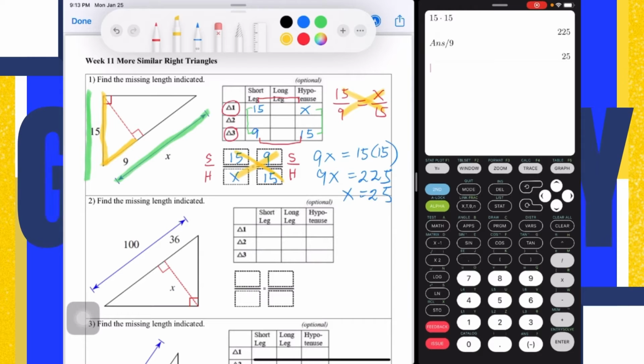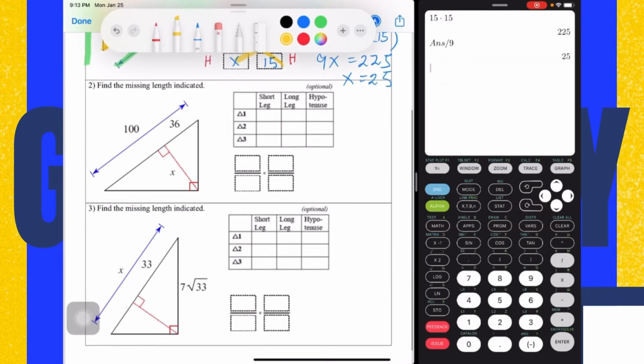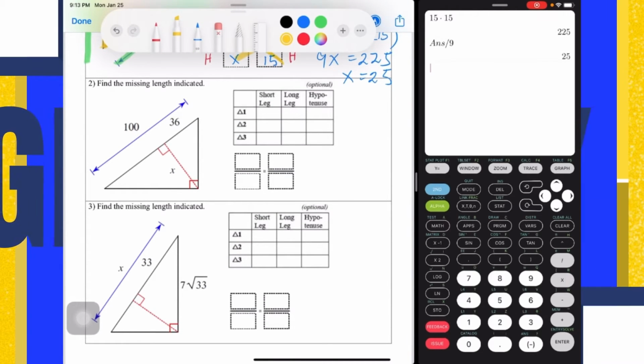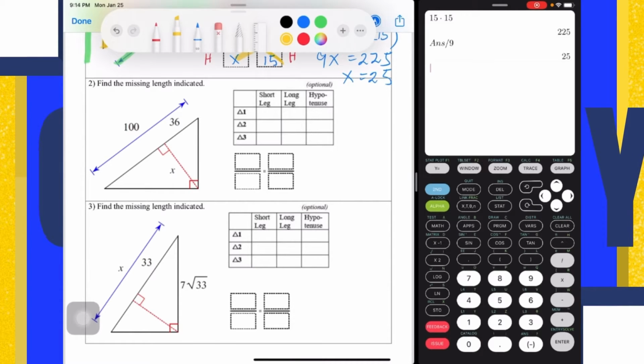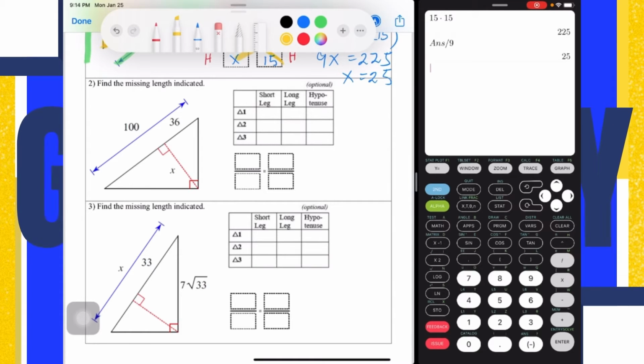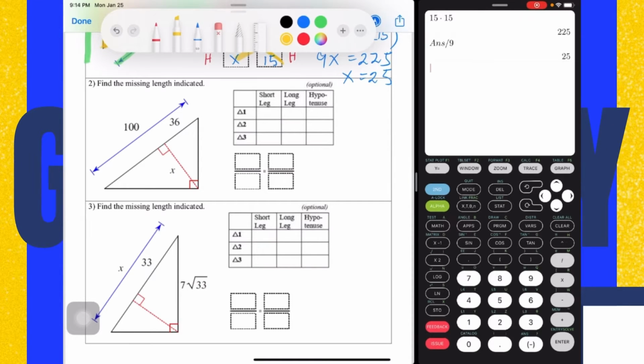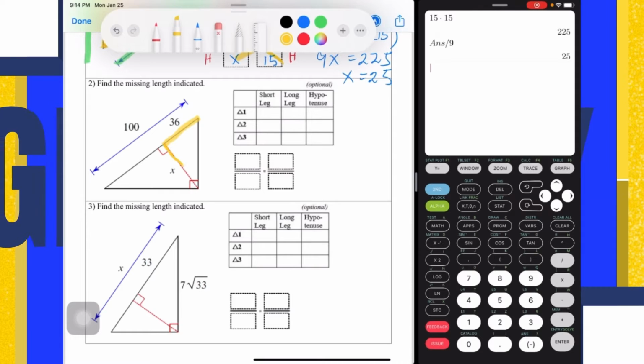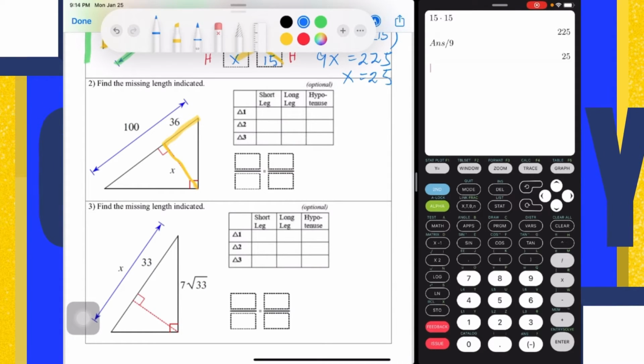Let's take a look at example number 2. Let me scroll this up. So the first thing I'm going to do, now again, the chart is optional. I prefer using it because it makes it easier for me to set up a proportion. So my triangle 3 has a short leg of 36 and a long leg of x. So I'm going to write that information on my chart.